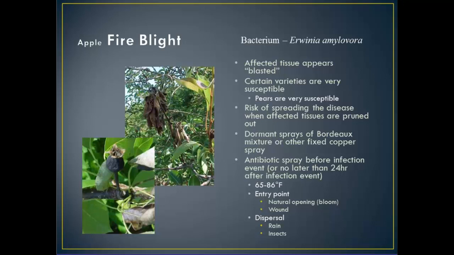Infection periods, or an infection event, occur when we get temperatures in the mid to upper 60s. So I have at the lower end of the slide that window of 65 to 86 degrees. We also need an entry point, and that's usually when the trees are in bloom or when there's been some wounding event like a hailstorm, combined with a rain event.